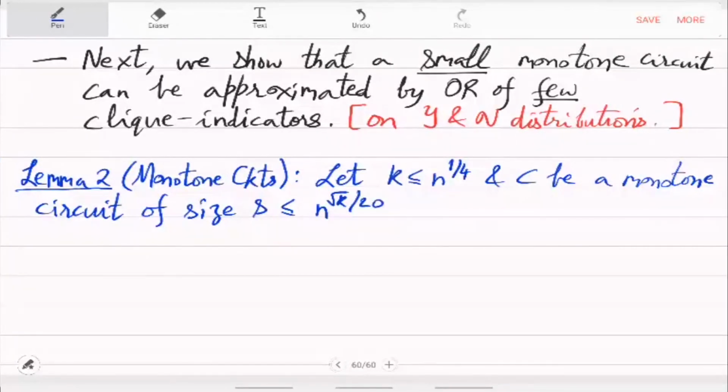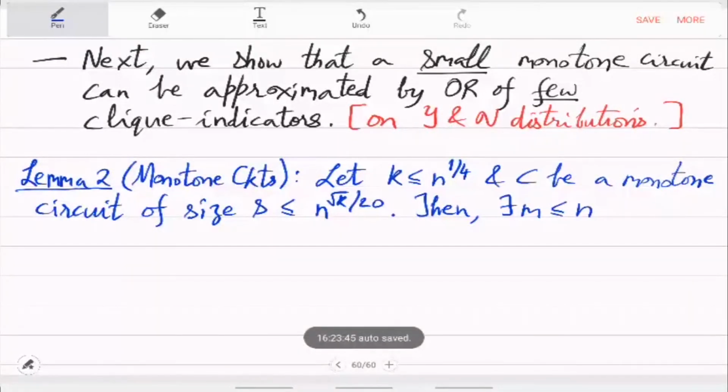So the setting is the same as in lemma 1. K is n to the 1/4. You can think of the size as n to the square root k by 20. Same parameters in fact, like lemma 1. Then there exists m subsets, or clique indicators, where m is smaller than this.